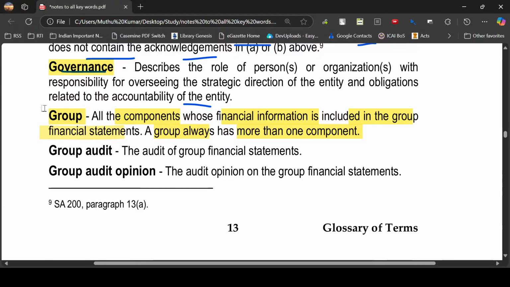Group. Usually we know the term group of companies, but in accounting, a group means all the components whose financial information is included in a group of financial statements. A group always has more than one component. In financial statements, we have this balance sheet: non-current asset, current asset, non-current liability, current liability.